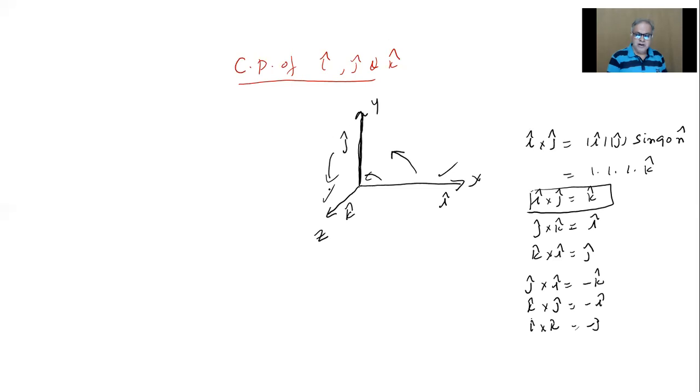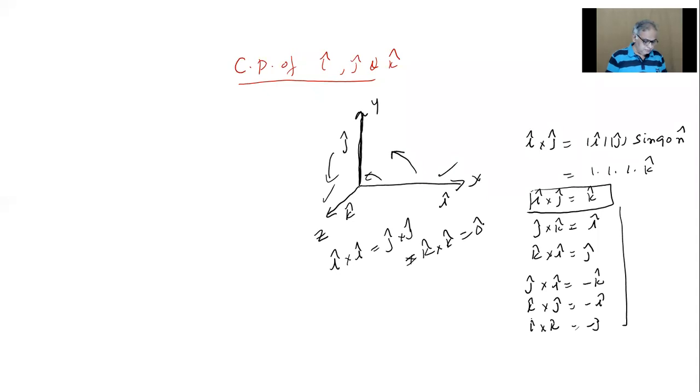If I go this way, i to j will give you k, j to k will give you i, k to i will give you j. If I come in the clockwise sense, j to i will give you minus k, i to k will give you minus j, k to j will give you minus i. That's what you need to remember. But luckily, i cross i is equal to j cross j is equal to k cross k is equal to 0. Because angle between i and itself is 0.